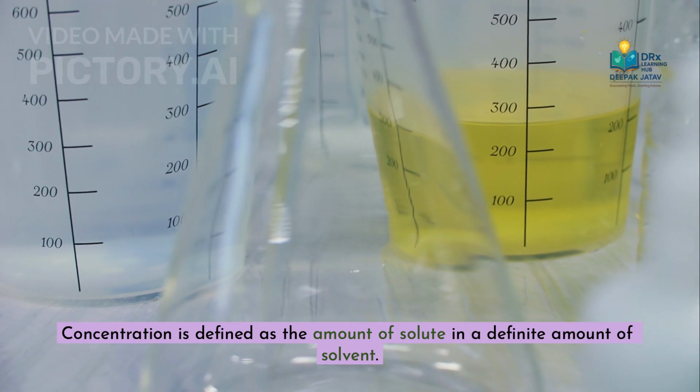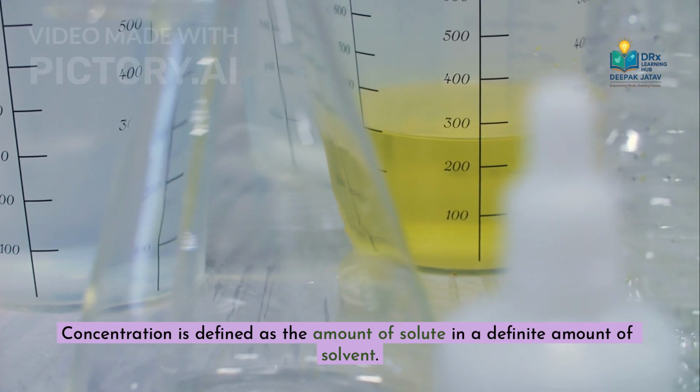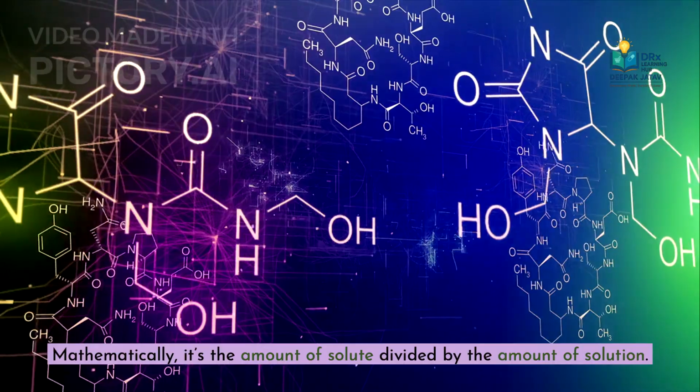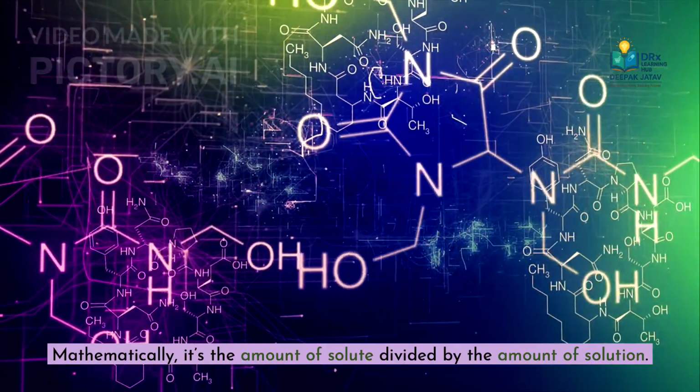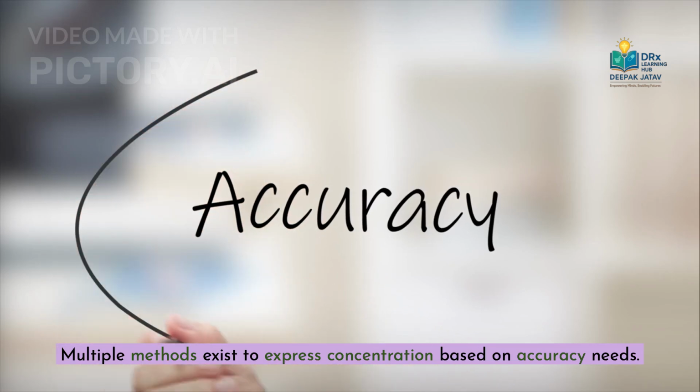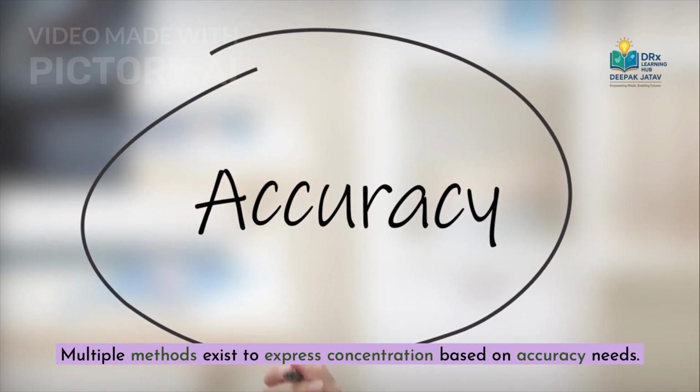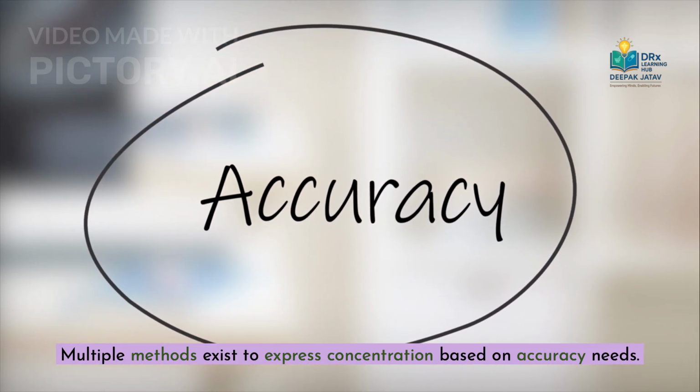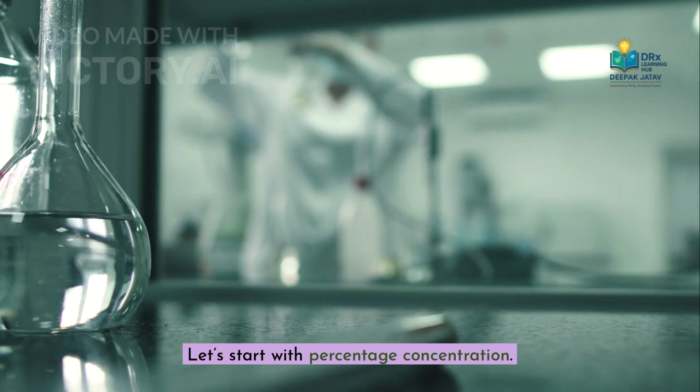Concentration is defined as the amount of solute in a definite amount of solvent. Mathematically, it's the amount of solute divided by the amount of solution. Multiple methods exist to express concentration based on accuracy needs. Let's start with percentage concentration.